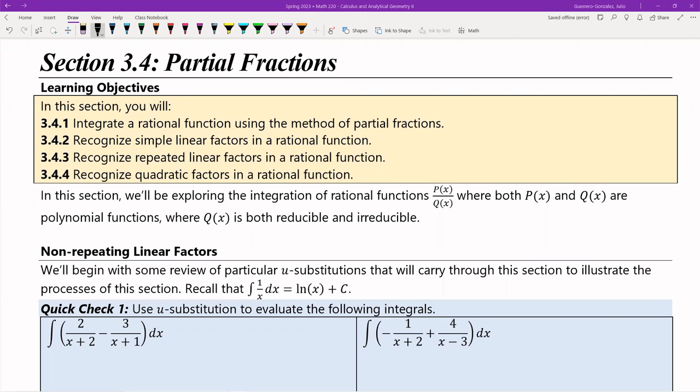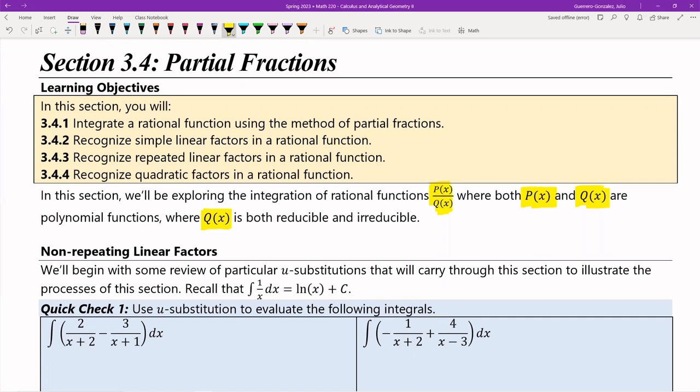Everyone, this is the lecture for section 3.4, partial fractions. In this section, what we're going to be really looking at today is integrals that have some form of a rational function in them. If you remember from pre-calculus, something that has a p over q, where both p of x and q of x are polynomials, and q of x can be either reducible or irreducible.